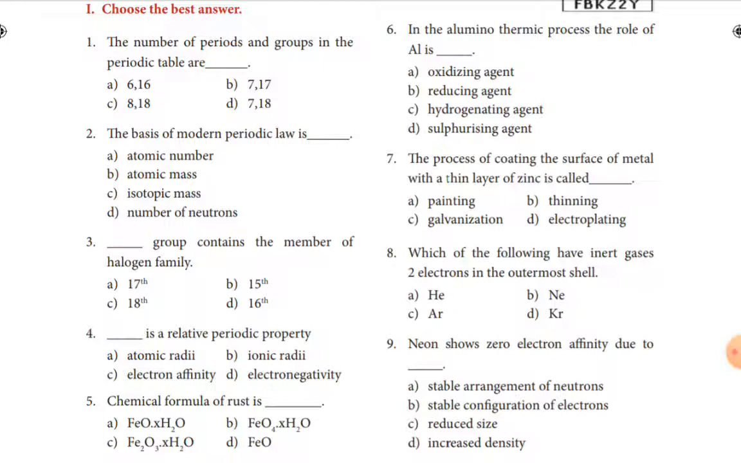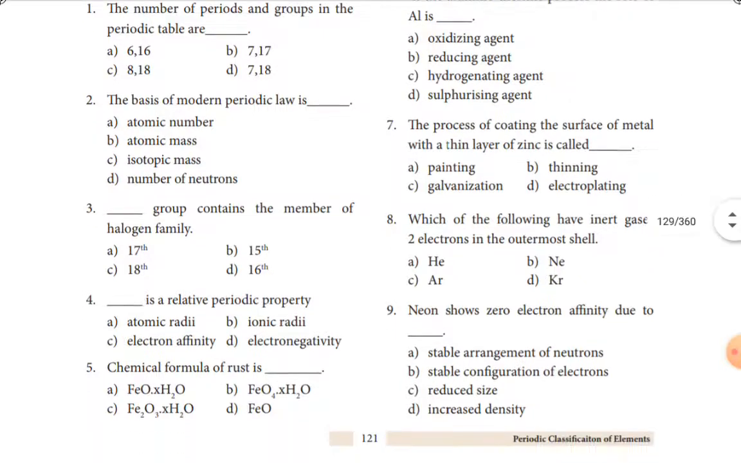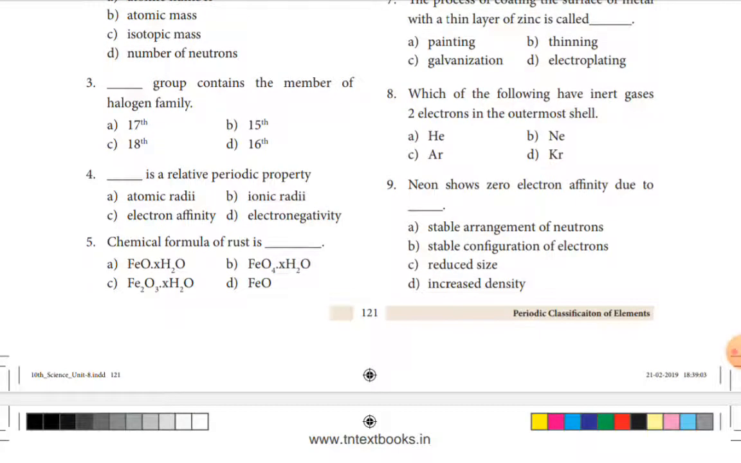And fourth one, dash is a relative periodic property, that is ionic radius. Chemical formula for rust. Rust is nothing but hydrated ferric oxide. Hydrated ferric oxide formula Fe2O3.xH2O. This is the formation of a reddish brown coating on the surface of iron or iron containing material, and the formula is Fe2O3.xH2O. That is option C.